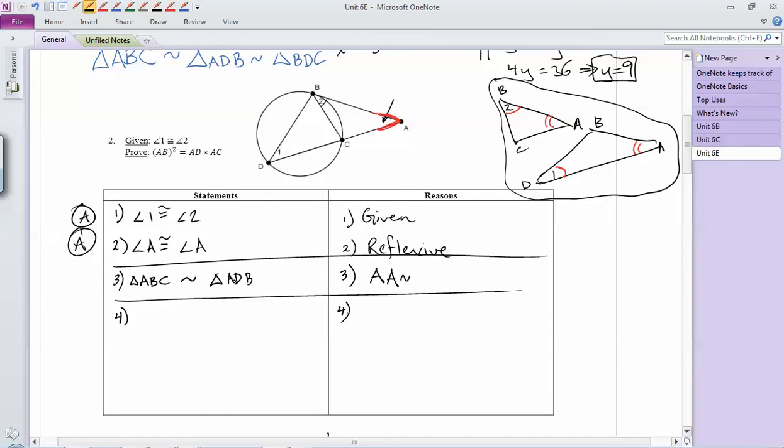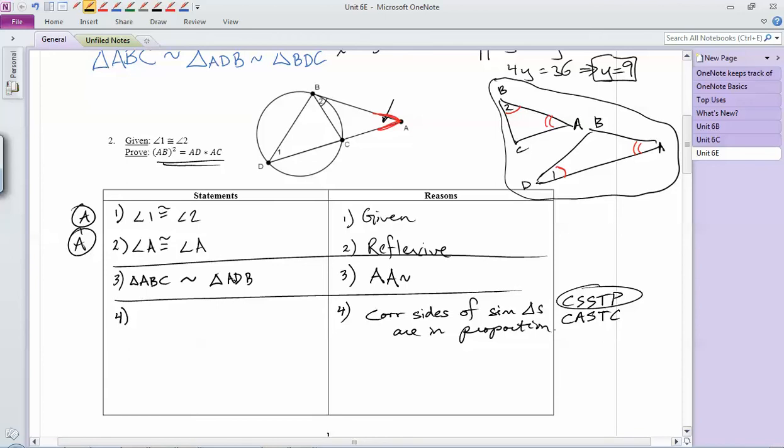Alright. So now I'm going to use either CSSTP, corresponding sides of similar triangles are in proportion, or CASTC, corresponding angles of similar triangles are congruent. Now if you look at what you're trying to prove, they deal with sides. So I'm probably going to use the one over here that deals with sides. Corresponding, I'll write it out just so you see it. Corresponding sides of similar triangles are in proportion. So let me get rid of that. Oh, lost the O-N. Okay.